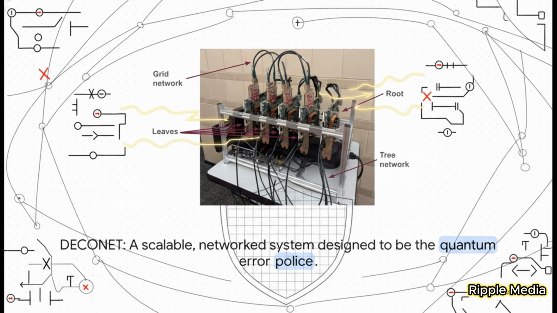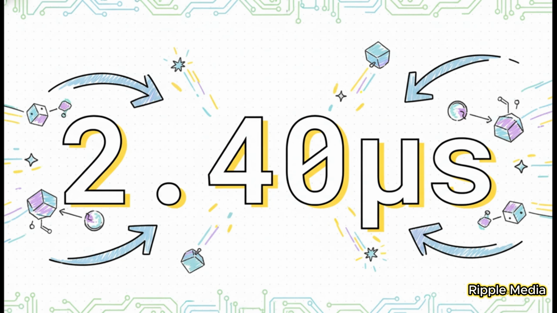What you're looking at here is a prototype of something called DecoNet. It's basically a hardware system that's woven into the network, designed to be that error police force. It spreads out the job of finding and fixing errors across the whole system. And it has to be mind-bogglingly fast. This DecoNet prototype can find and fix an error in just 2.40 microseconds.